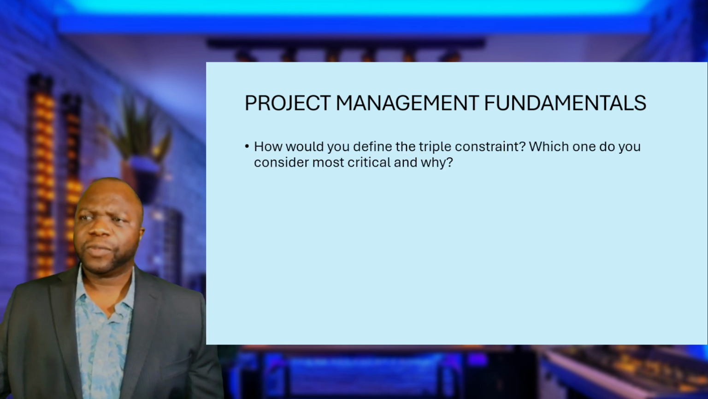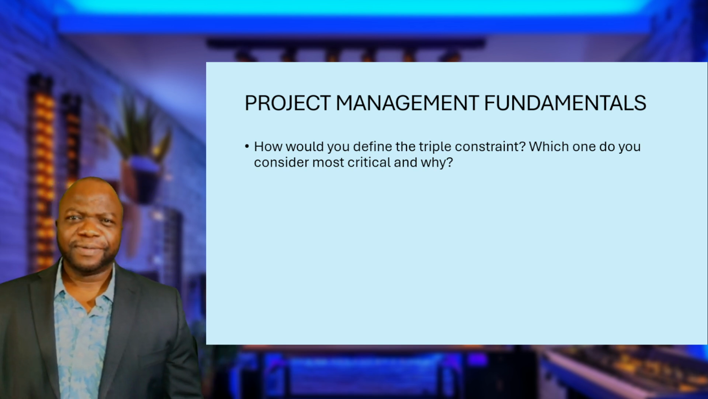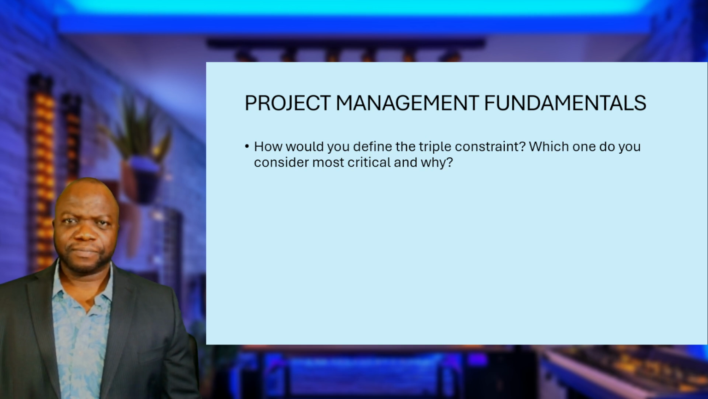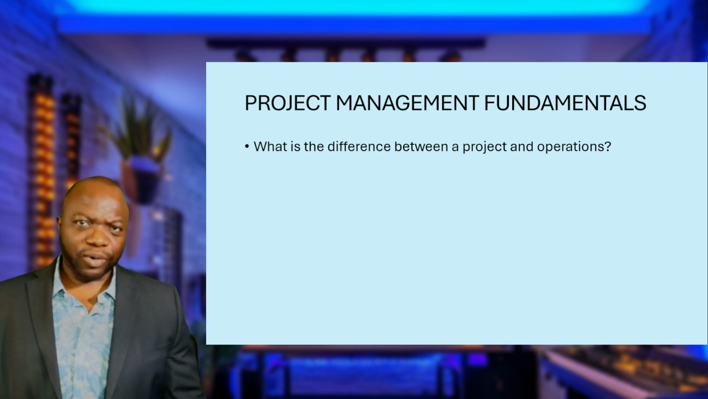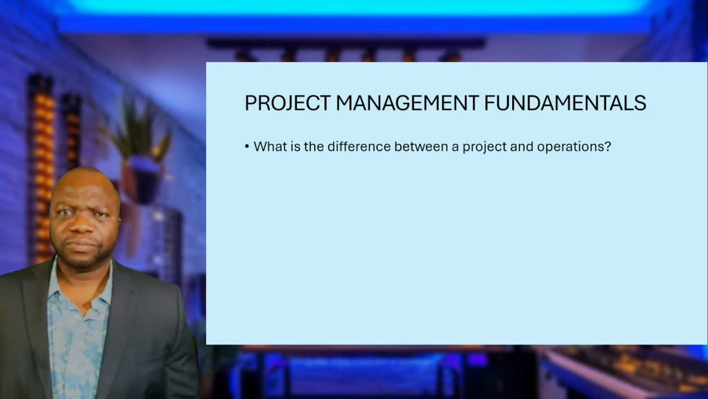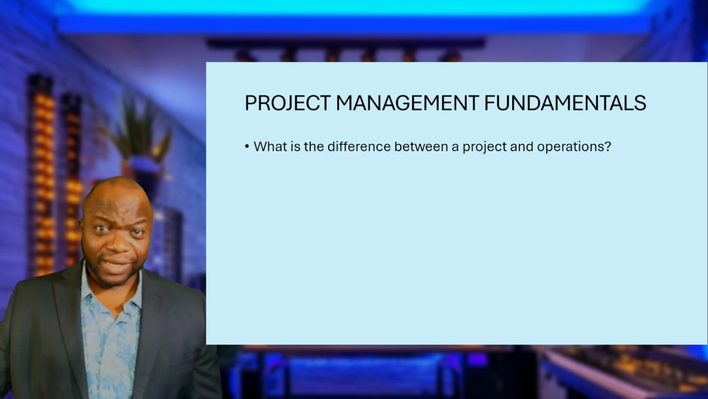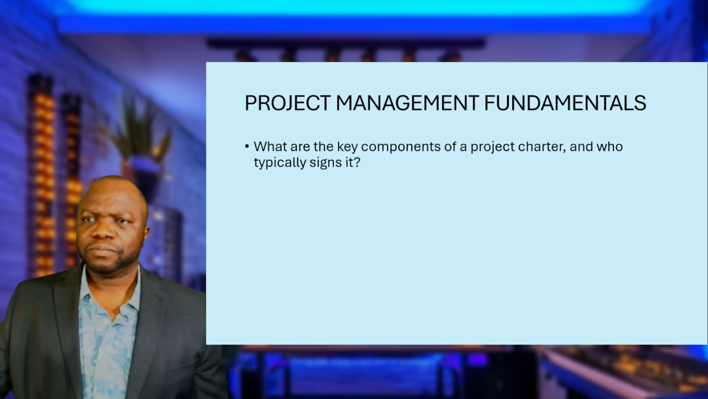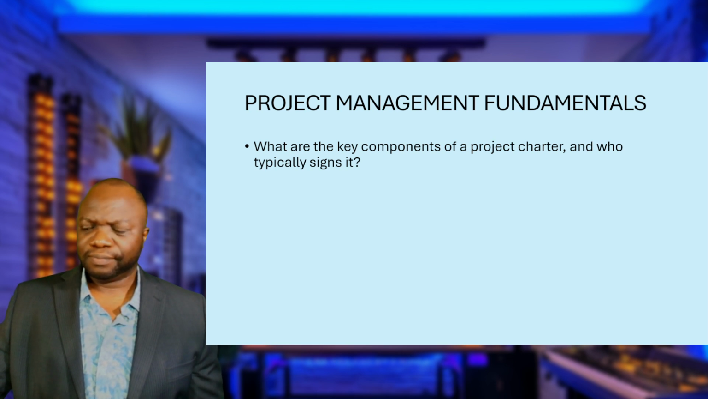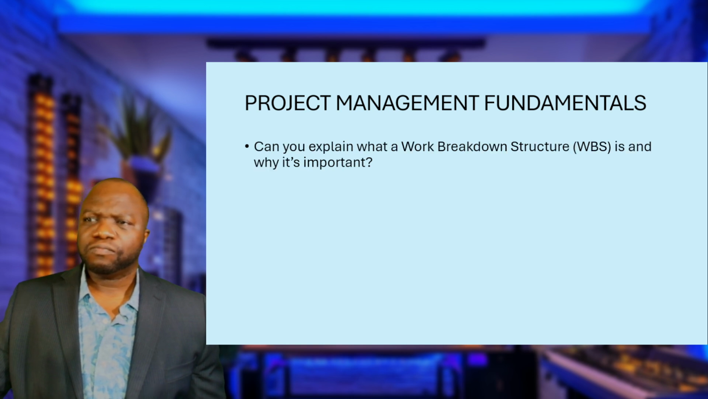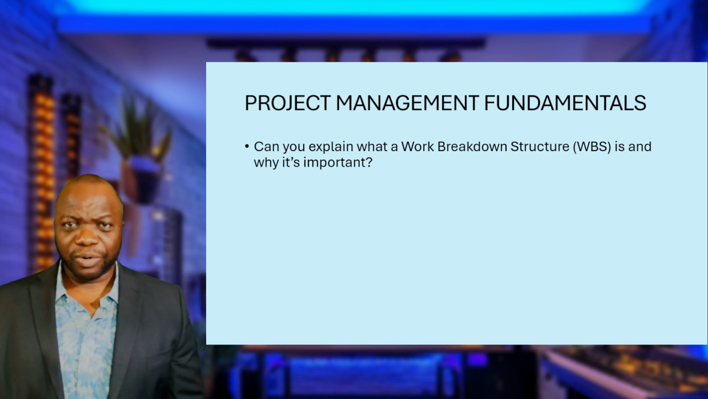Next question. How would you define the triple constraint, and which one do you consider most critical, and why? Next question. What is the difference between a project and an operation? Remember, these are beginner to intermediate. Okay? Hit the pause button so you can effectively answer it. What are the key components of a project charter, and who typically signs it? Next question. Can you explain what a work breakdown structure, WBS, is and why it's important?